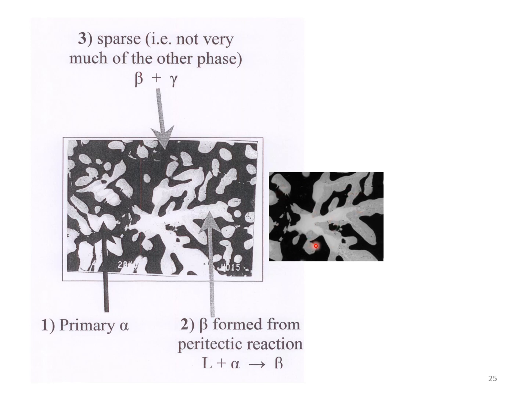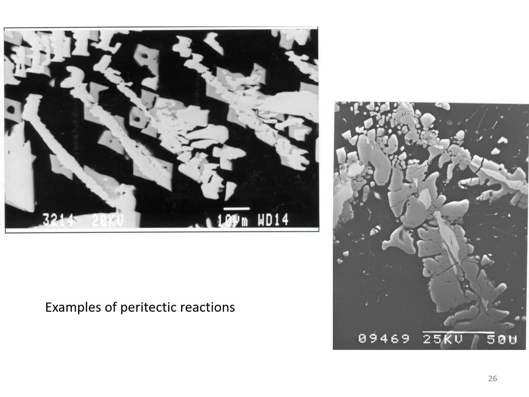This is a photograph, a micrograph. There's the original phase, alpha. Then we've got a peritectic reaction to form this phase, and then eventually there's a sparse eutectic, and we call it sparse because there's not very much of one of the phases, and it can be quite difficult to identify. And that's that. Here's some more peritectic reactions.